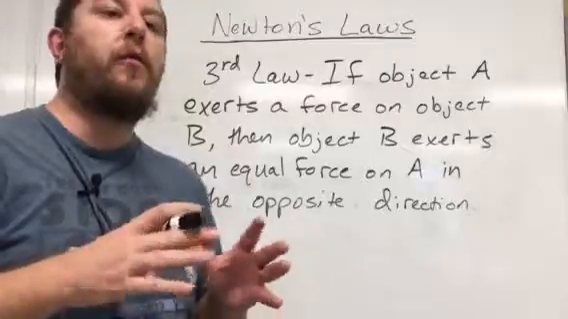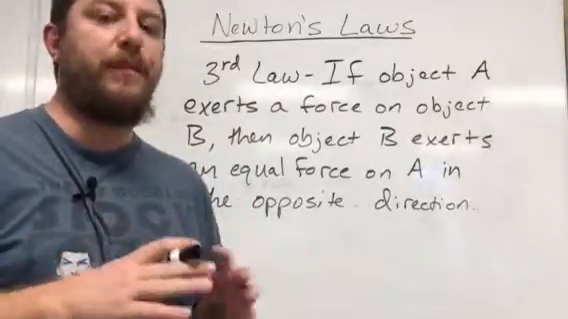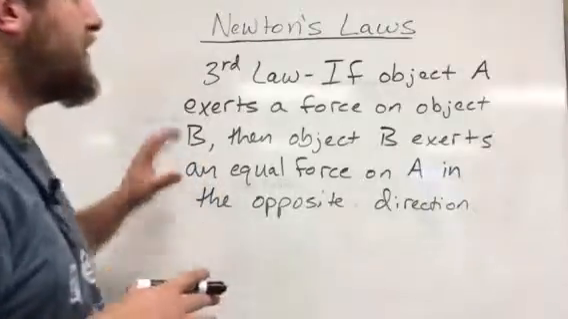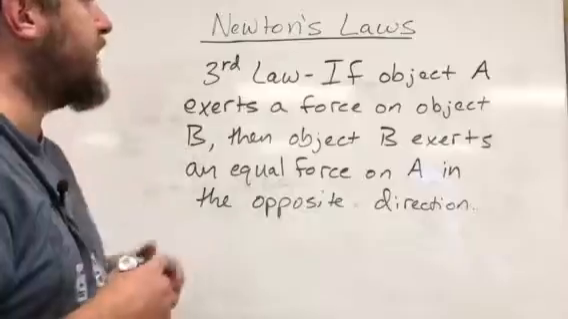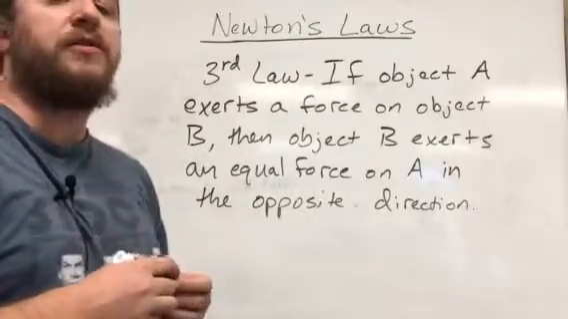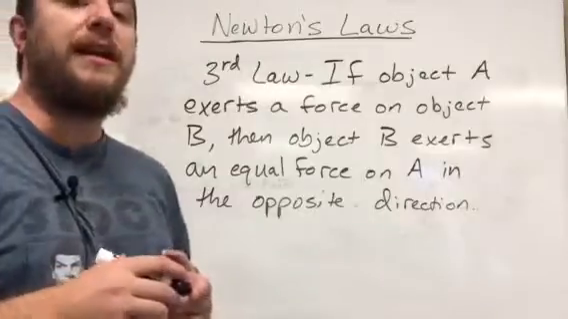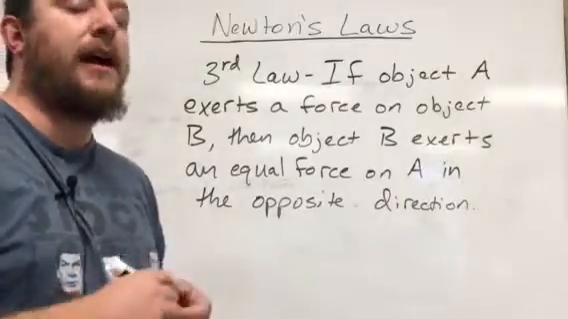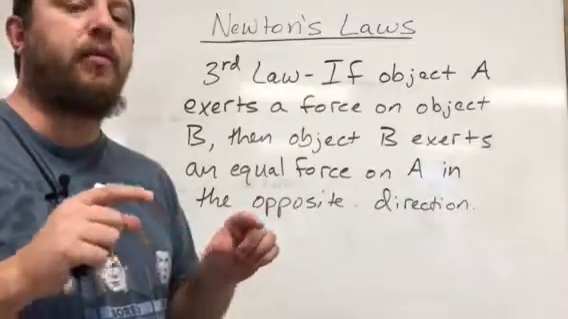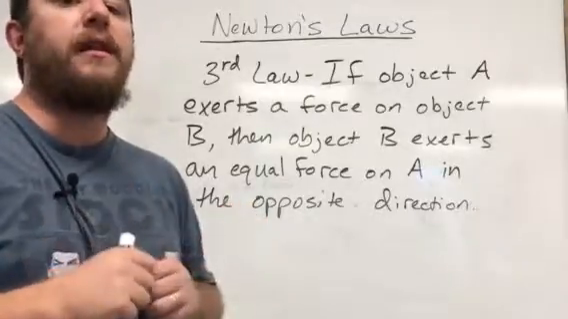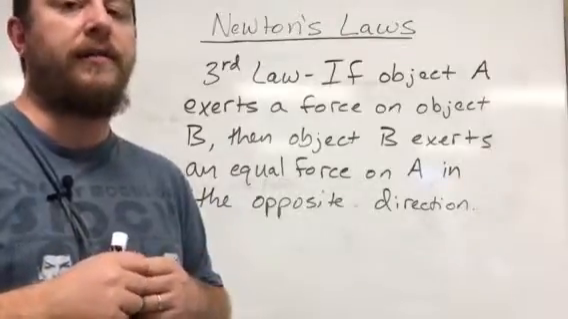But for that to be a little bit more concrete, we need to make it even a little bit more specialized than that. So this is a good working definition of Newton's third law. It states that if object A exerts a force on object B, then object B exerts an equal force on object A in the opposite direction. Right? So if I have two objects, one of them exerting a force on the other, the other object is going to exert an equal and opposite force on the first object.